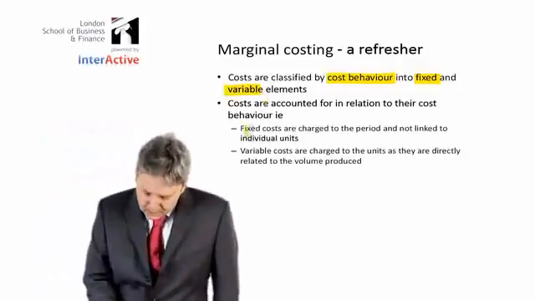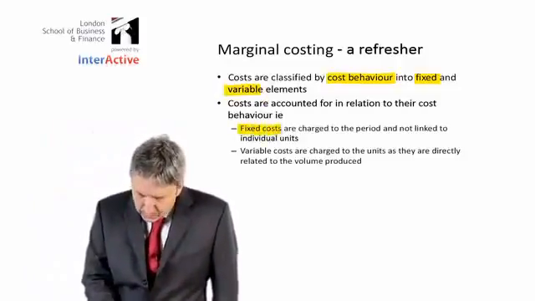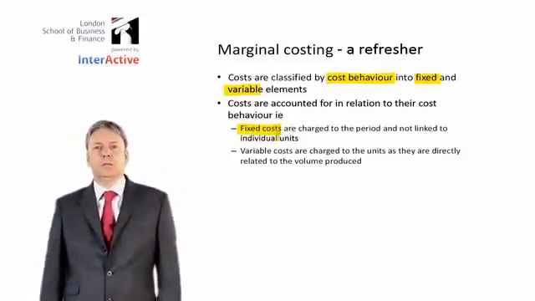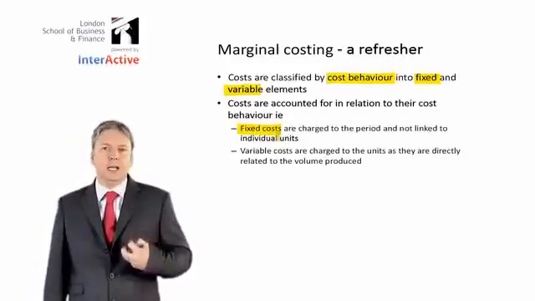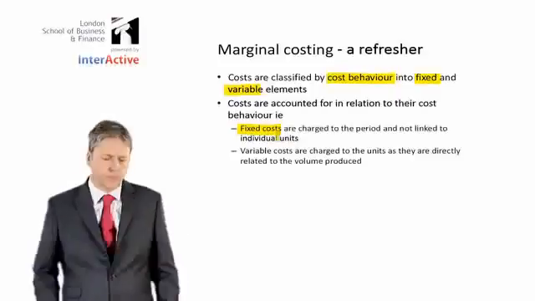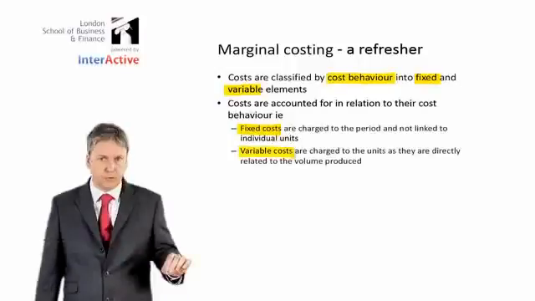When we look at the fixed costs, because of their fixed nature, we do not bother linking those costs to the product. Instead, we say they are simply incurred over time, and we'll discuss why in a moment. Whereas variable costs vary proportionately with the level of activity, and hence it does make sense to link them to the units as they are produced. So that's the basic idea behind marginal costing.